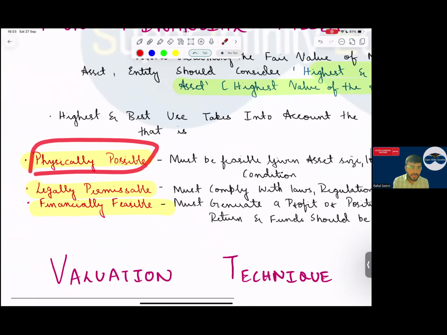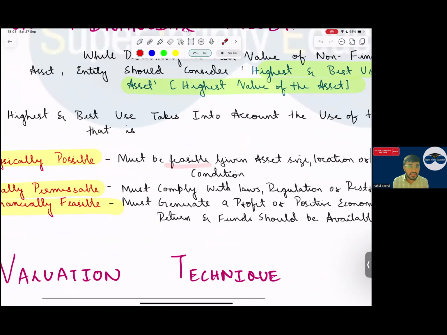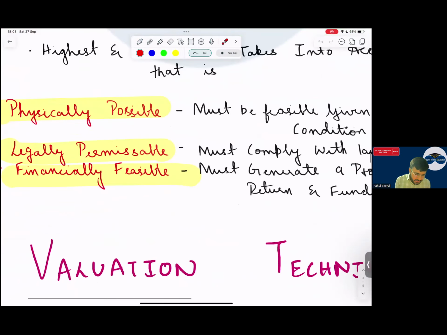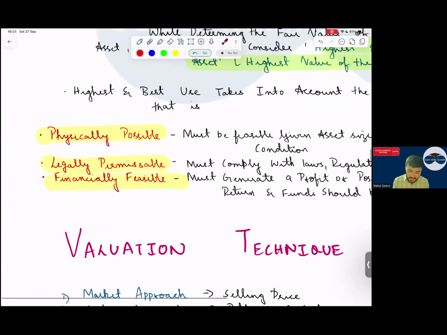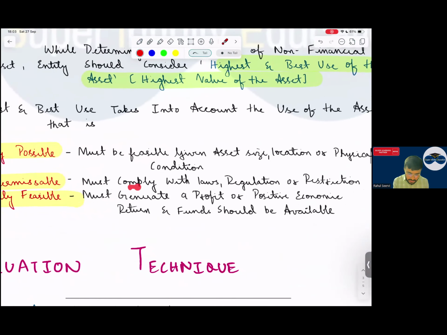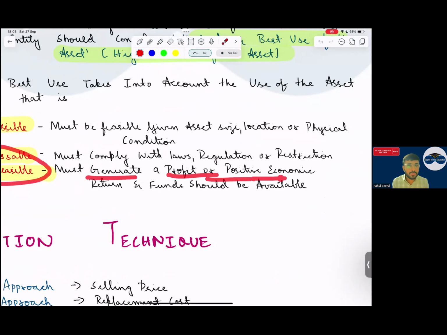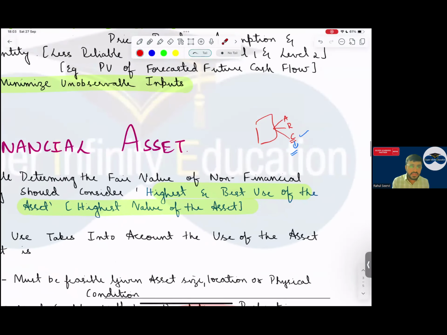It should be physically possible. It's feasible for the entity considering the asset, size, location of the asset. Then, sir, legally permissible. It's not legally prohibited, it is legally permissible. It must not have some restriction by the law. So, must comply with laws, regulations, or there should be no such restriction. Then, sir, financially feasible: it must generate profit or positive economic return, and funds also should be available with the company so that they can convert this. And it should be practically possible to do in the market. The company should generate benefit out of this. Then we say we can consider this.